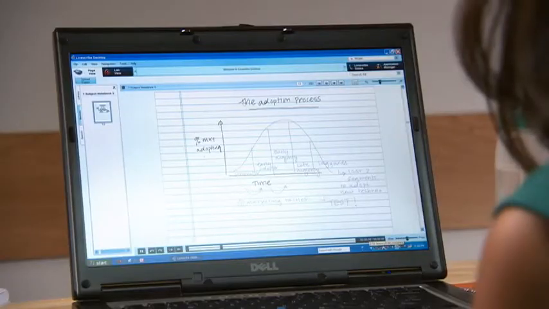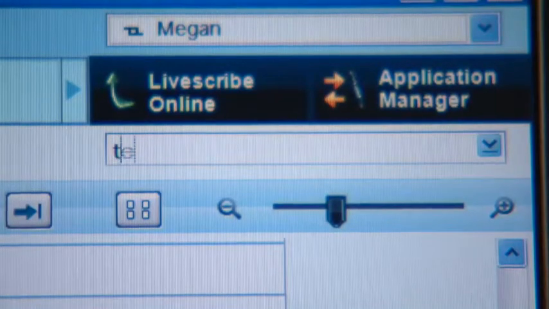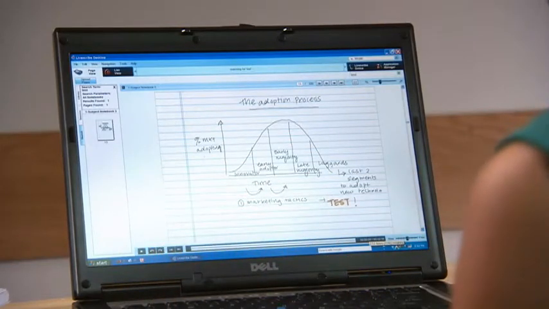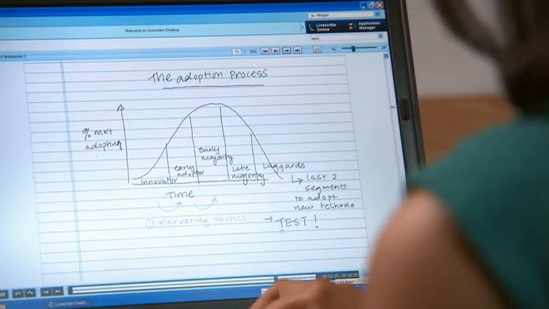Draw that bell curve, and we'll talk about the different segments through the adoption process. The first segment is the innovators. We're going to talk about each of the segments in the technology adoption process and how to make the jump from the early adopter segment to the early majority segment.